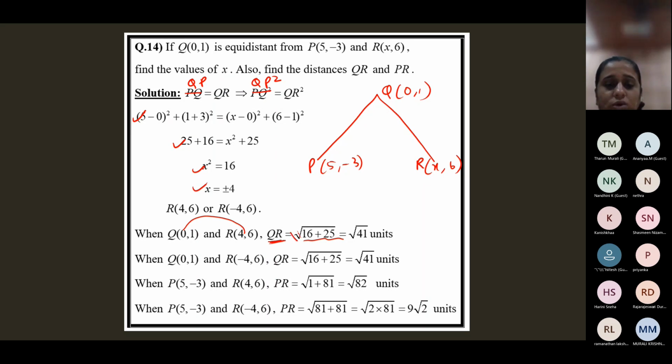So QR is the square root of, see, when you subtract the x coordinates, what is it? 0 minus 4. So minus 4 whole square, 16. Directly I've written 16. Then subtract the y coordinates, 1 minus 6, minus 5 square, 25.